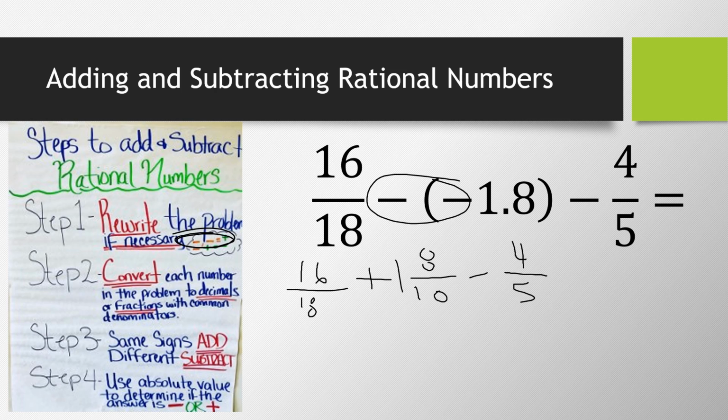So what I'm going to do first is make sure everything has the same denominator. So one common denominator that I know everything has would be 180. All these numbers can go into 180. So I'm going to make 180 be my new denominator.